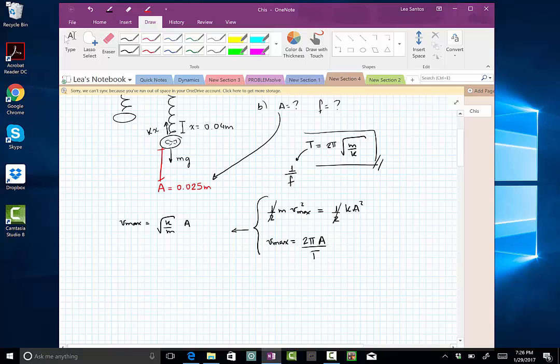So this is what I got from the top equation. And at the same time, I have that the maximum speed is 2 pi amplitude divided by the period. And from here, you can see the equation for the period showing up, right? So the period is 2 pi square root of m divided by k. And this is the end of this problem.